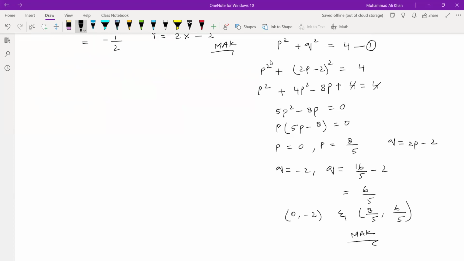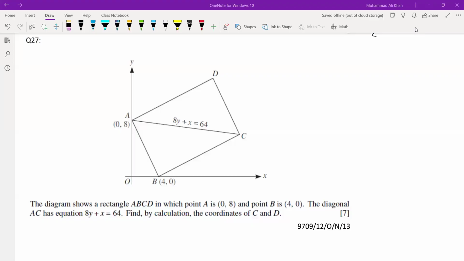Are you clear? Any confusion? That's great. Okay. Next question, question number 27. It is the 970912 October November 13 question.